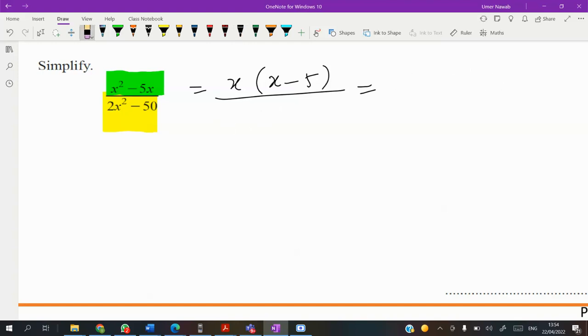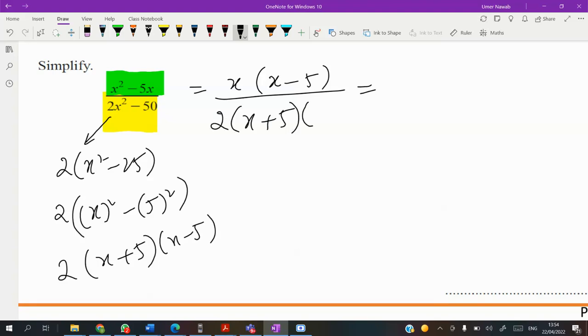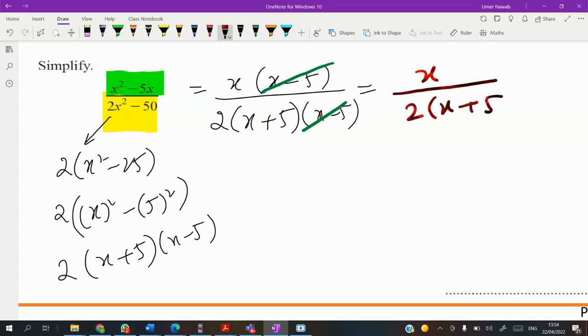Let me do this on the side. First, x squared minus 25. Then you say, Mr. Omar, x squared, and this is 5 squared, and by the difference of two squares formula, x plus 5 and x minus 5. So I'm going to write here x plus 5 and x minus 5. Now I'm going to cancel this. So finally, I'm getting x over 2x plus 5. That's the final answer.